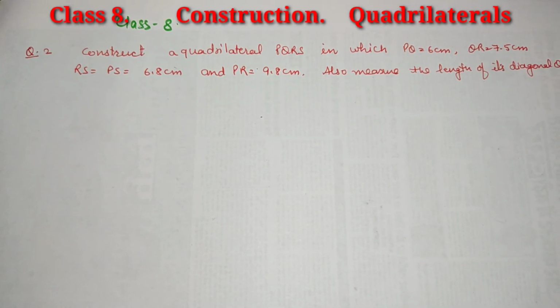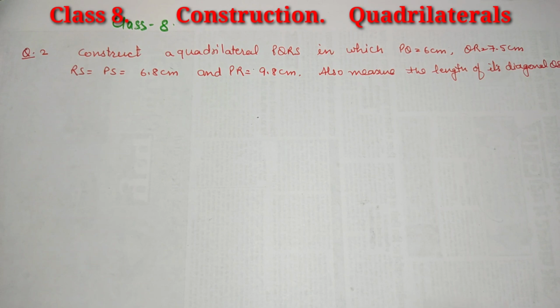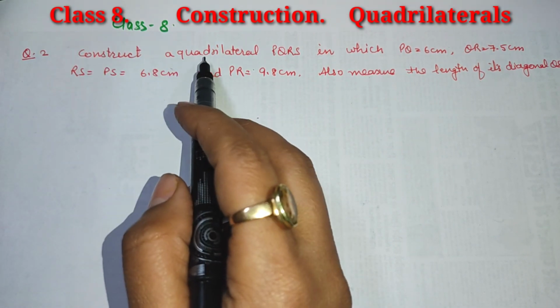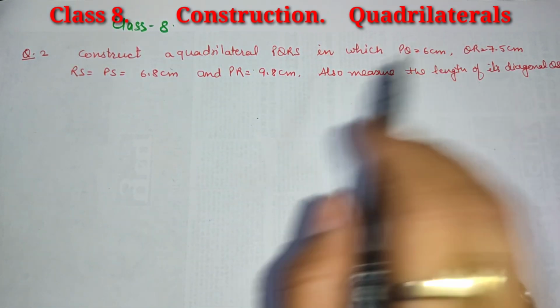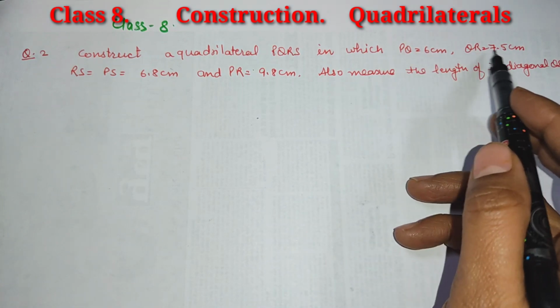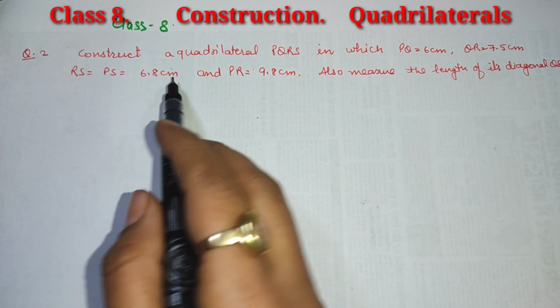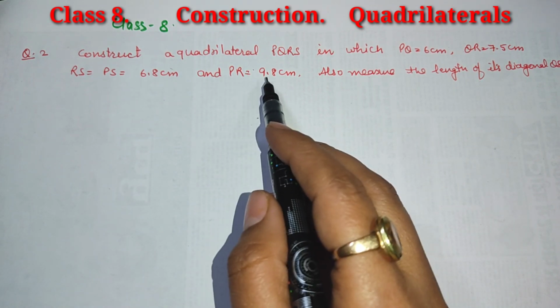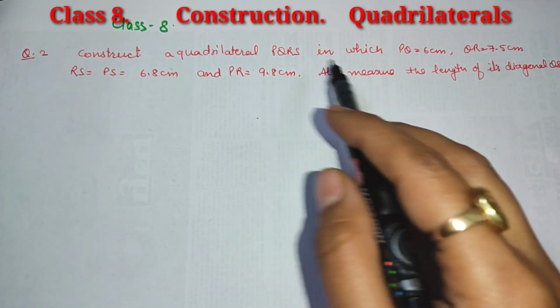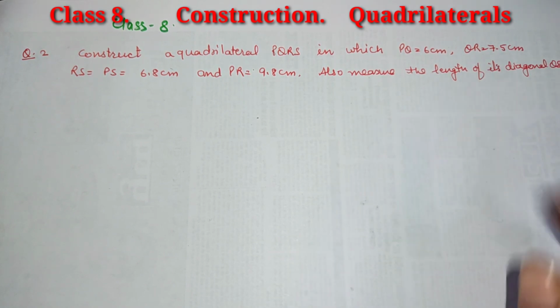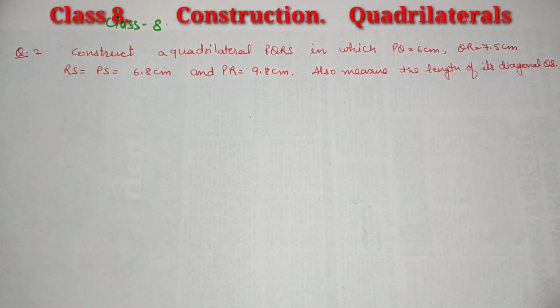Hello students, here I am, your maths teacher, and I am going to tell you how to construct a quadrilateral. In this question, you are given to construct a quadrilateral PQRS in which PQ is 6 cm, QR is 7.5 cm, RS and PS are equal, 6.8 cm, and PR is equal to 9.8 cm. Also, you have to measure the length of its diagonal QS.